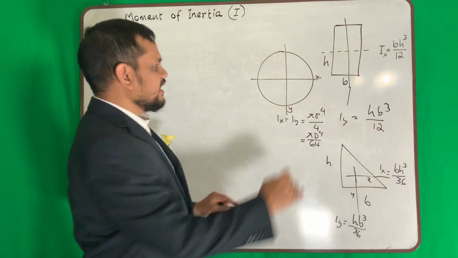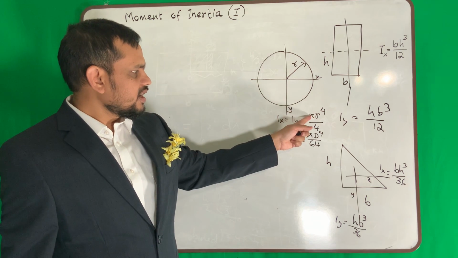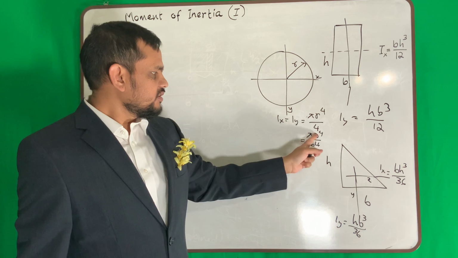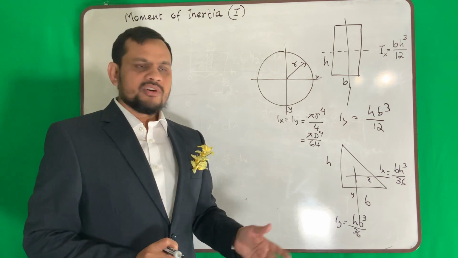You can use the radius or diameter, whichever you prefer. If it is radius, pi r to the power 4 over 4. If it is diameter, pi d to the power 4 over 64. Okay, then what is the unit of moment of inertia?